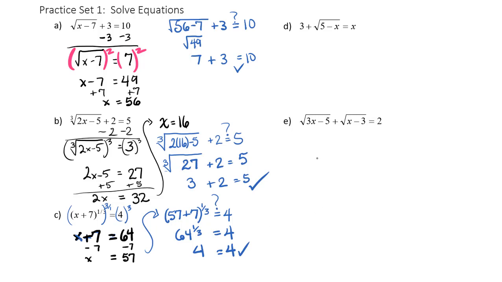Let's try D. 3 plus the square root of 5 minus x equals x. We will isolate the radical by subtracting 3 from both sides. This gives me the square root of 5 minus x equals x minus 3. Now, let's square both sides.